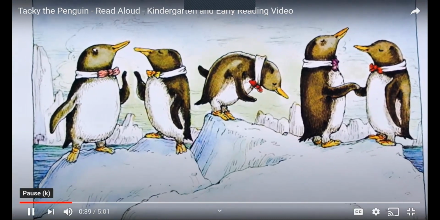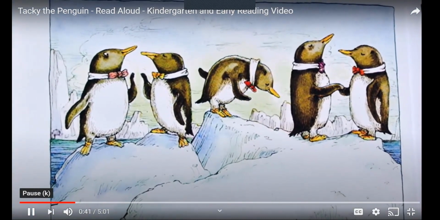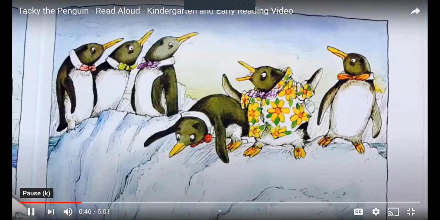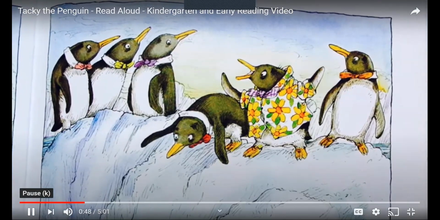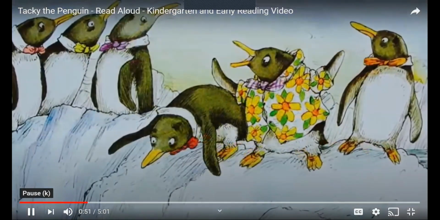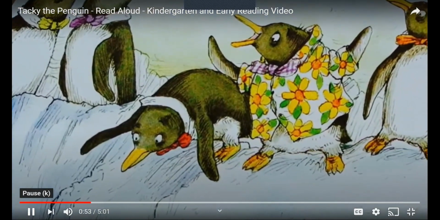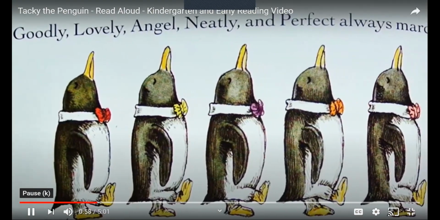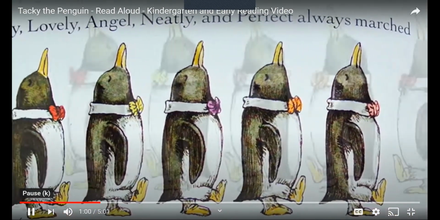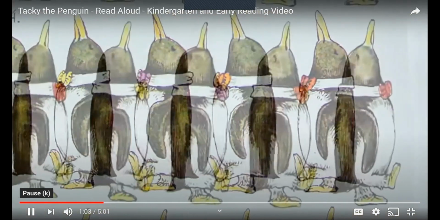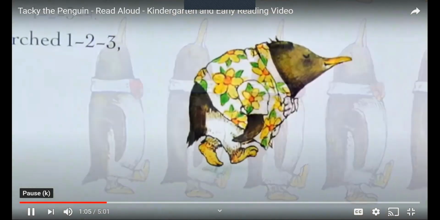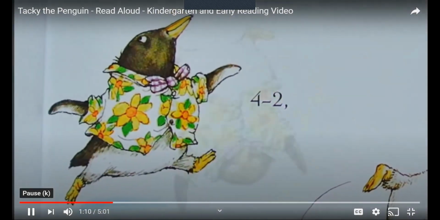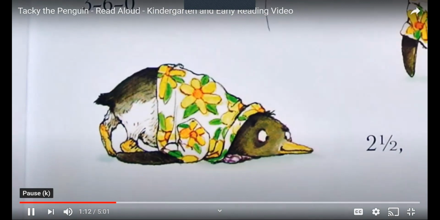Every day, Goodly, Lovely, Angel, Neatly, and Perfect greeted each other quietly and politely. Tacky greeted them with a hearty slap on the back and a loud, "What's happening?" Goodly, Lovely, Angel, Neatly, and Perfect always marched 1, 2, 3, 4, 1, 2, 3, 4. Tacky always marched 1, 2, 3, 4, 2, 3, 6, 0, 2.5, 0.